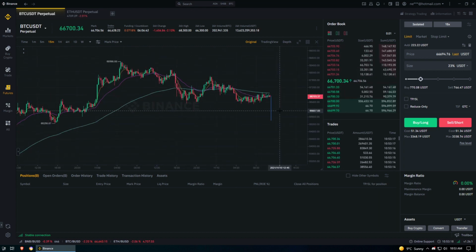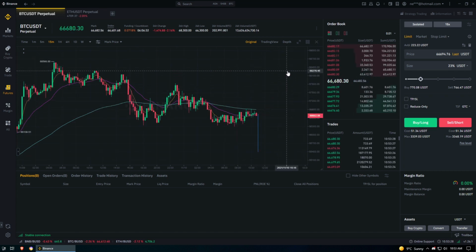Now, let's start with some of the basics. What does buy long mean? What does sell short mean? Well, buy long is if you think the price is gonna go up, and sell short is if you think the price is gonna go down.